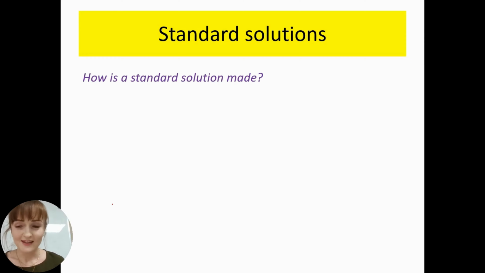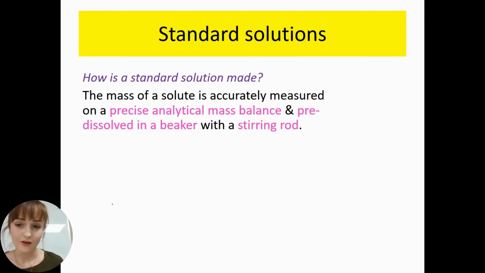In order to make a standard solution, there's a couple of steps that you follow. First, you make sure that the mass of the solute is really, really accurately measured. So you do this by using an analytical mass balance. This is just a mass balance that will measure to 3 decimal places, so it's very, very precise. Once you have it measured carefully, you'll dissolve it in a beaker with some water. And you'll use a stirring rod to make sure that this mixes completely.